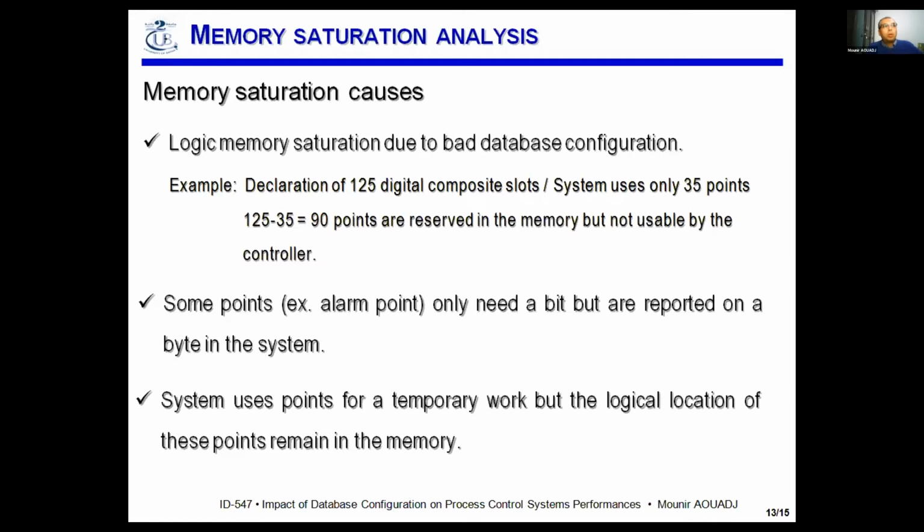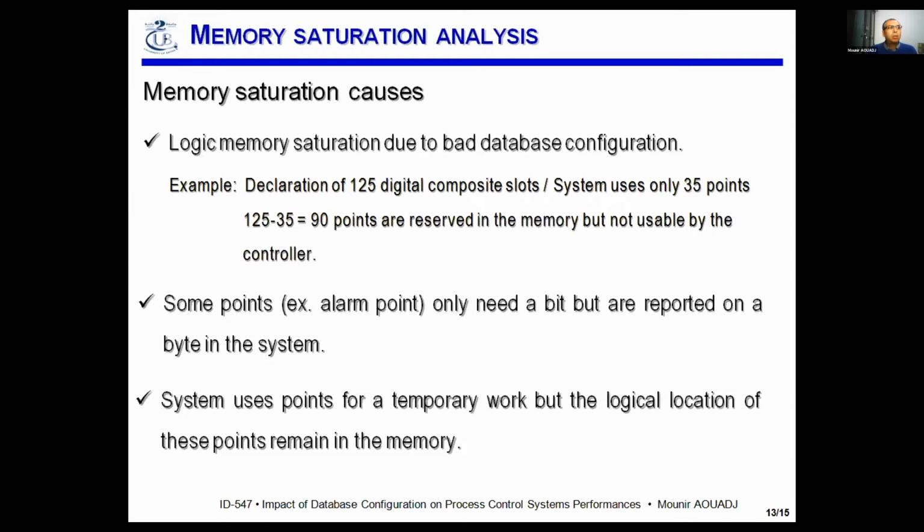From the HPM controllers of the SADIAT control, 3 kinds of saturation were identified. The first one is the logic memory saturation, which is due to bad database configuration. For example, 125 digital composite slots, but the system uses only 35 points. So 90 points are allocated from the memory, but not usable by the controller. This case is repeated over all system controllers.